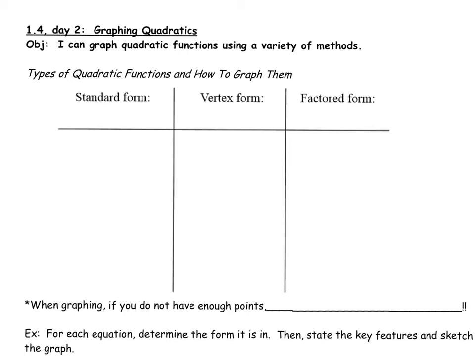The next part of lesson 1.4 in day 2 is graphing quadratics. We'll look at the different forms of a quadratic equation and the key features used to graph them. Where it says types of quadratics and how to graph, let's put a little asterisk over here. These will be our key features.